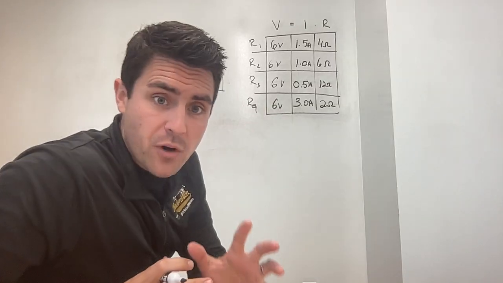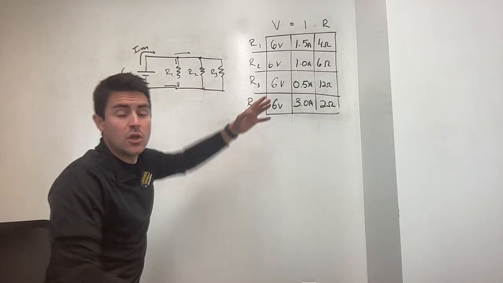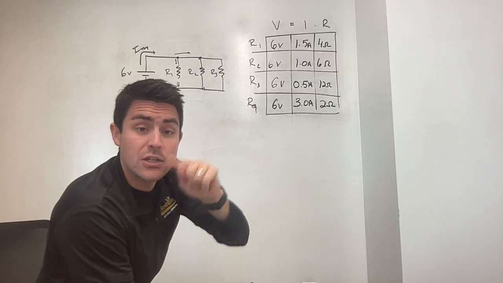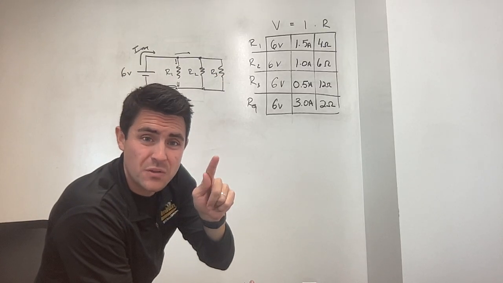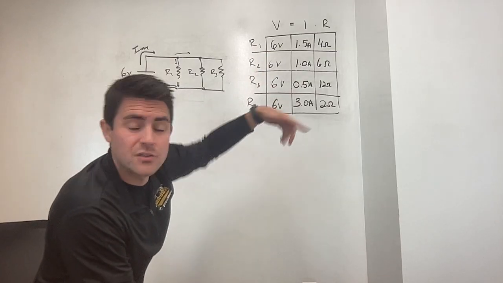Now, the crazy part about this, like we said before, is that every time I add a parallel branch to a circuit, I decrease the overall resistance. So much so that the overall resistance is less than even the smallest of the resistors. So you can see that up here.